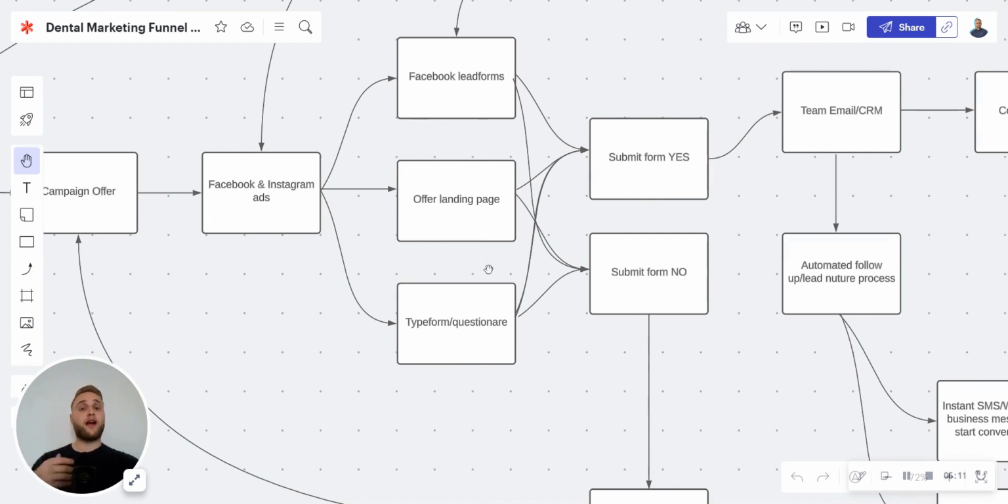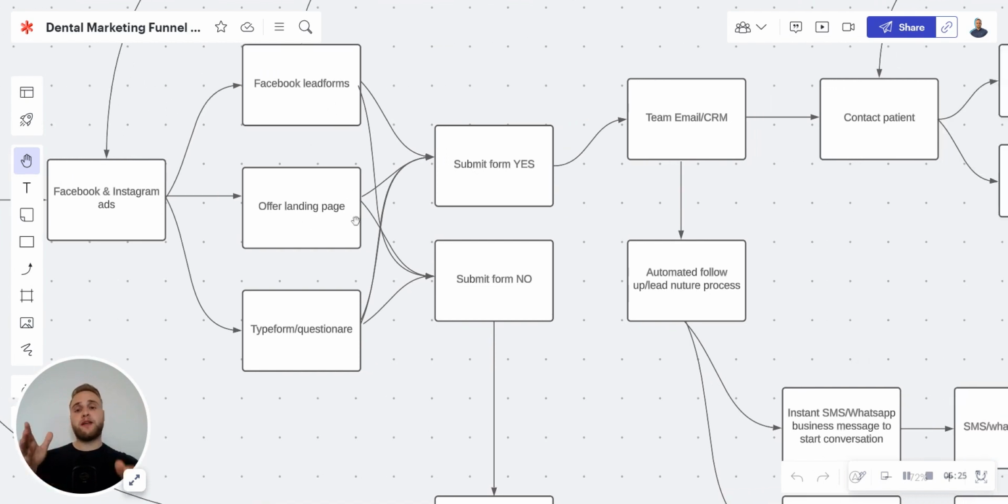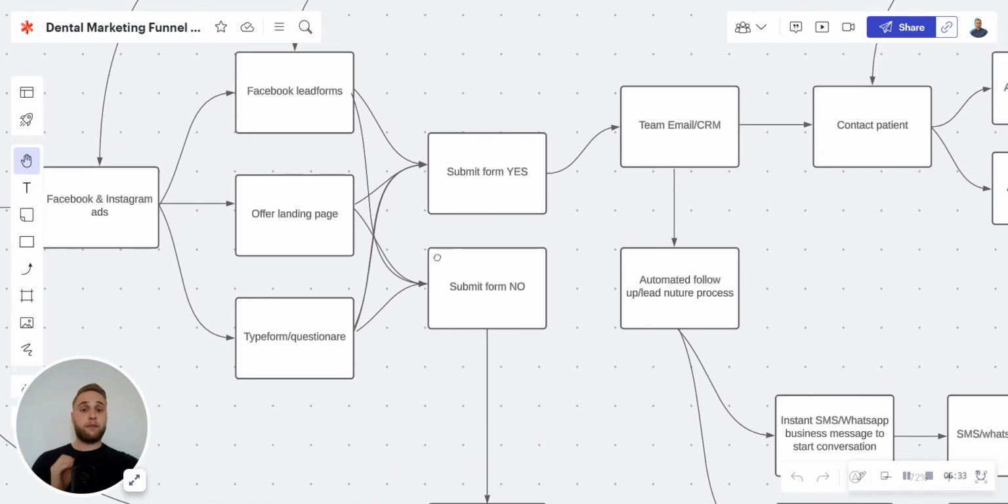Now, all of these 3 I test out against each other because they all work as well as each other in different accounts. Okay. Now, let's say the person goes to the form submission stage of the funnel. It doesn't matter whether it's a Facebook lead form, a landing page or a Typeform. And let's say they do not put their information in. So they hit your page, they go onto the Facebook lead form, the landing page, or the Typeform, but they don't submit the form. Okay, they just visited it.